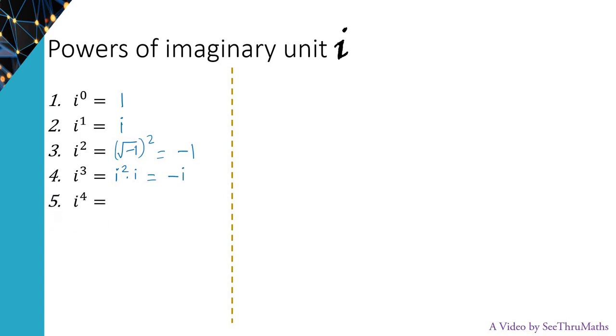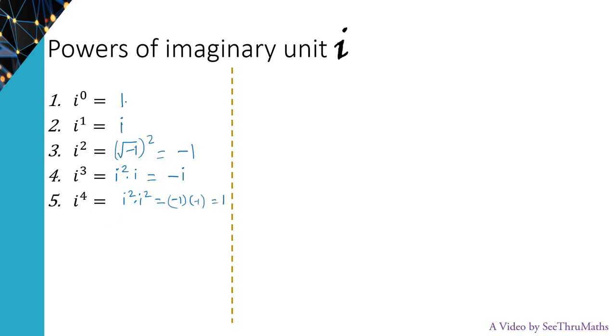In the same way, what is the value for i power 4? It is nothing but i power 2 multiplied by i power 2. I write it in this way so that it is easy to calculate. So it is minus 1 multiplied by minus 1. The answer is plus 1.